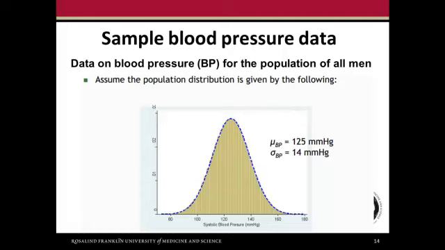So here is data for a population of all men on blood pressure. Assume that the population distribution is given by this information, and we have mu, the population level mean blood pressure at 125, and the standard deviation for the population at 14 millimeters of mercury.